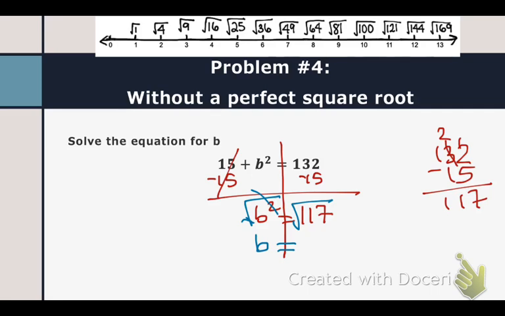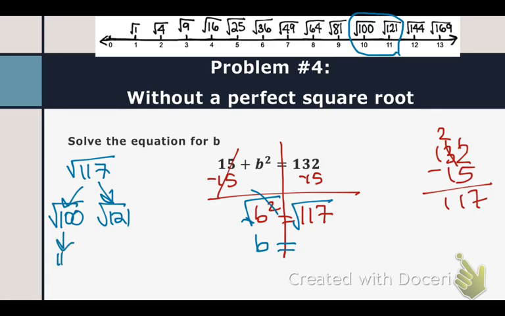If you guys notice, the square root of 117 is not on my number line, but I know that it falls somewhere between 10 and 11, because it falls between the square root of 100 and the square root of 121. So this is where we can estimate that the square root of 117 is going to fall between 10 and 11.